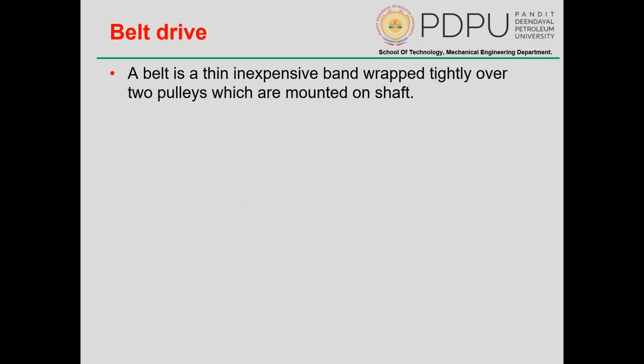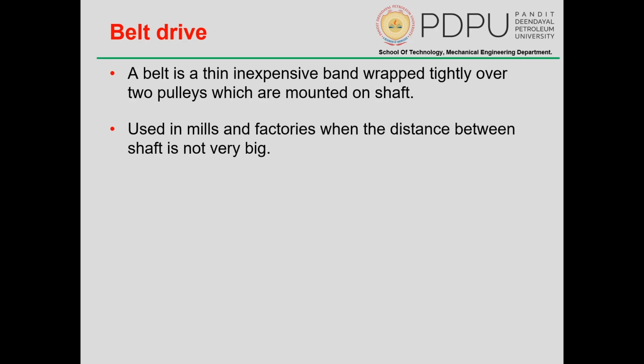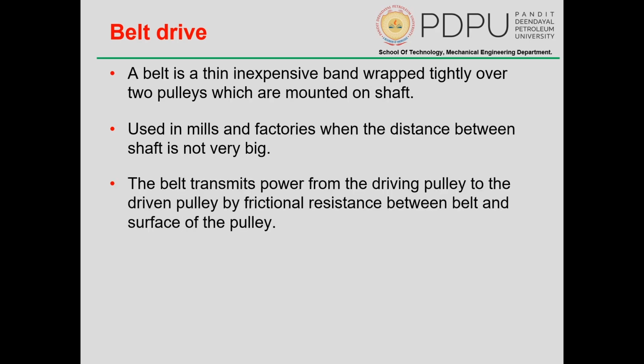So let's talk about belt drive. In a belt drive, we have a thin, expensive band wrapped tightly over two pulleys which are mounted on shafts. I will show you with the help of animation what it exactly means, but it is fairly easy to understand. It is usually used in mills and factories where the distance is not very big. The power is transmitted from the driver pulley to the driven pulley by frictional resistance between the belt and the surface of the pulley. So the power transmission with the belt drive is majorly due to the friction between the belt and the pulleys.